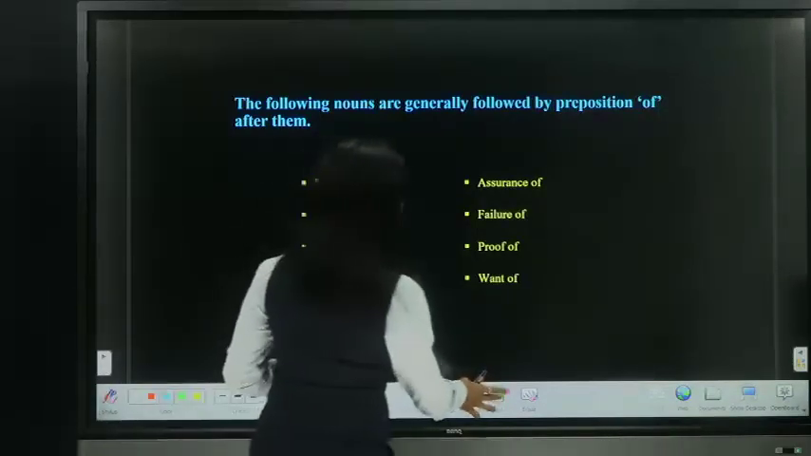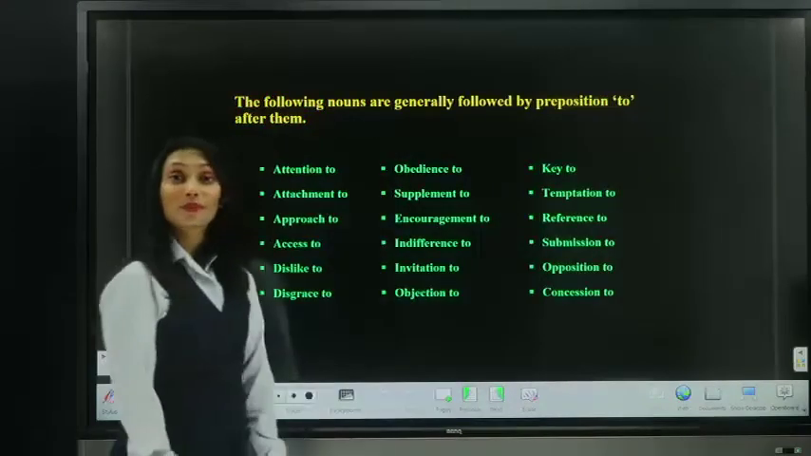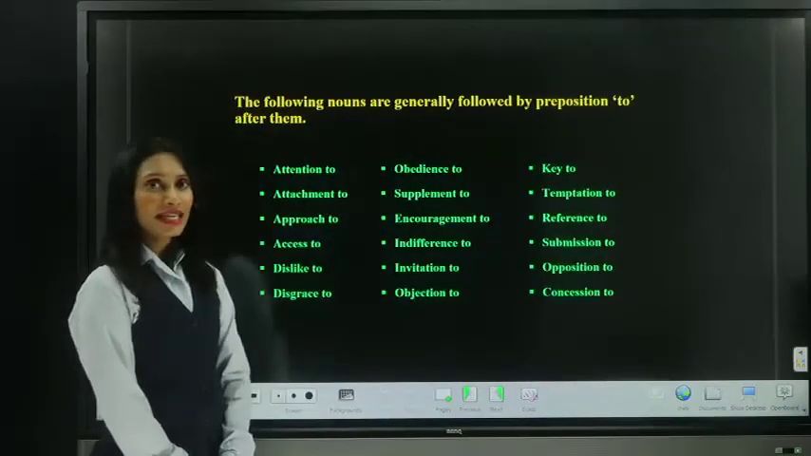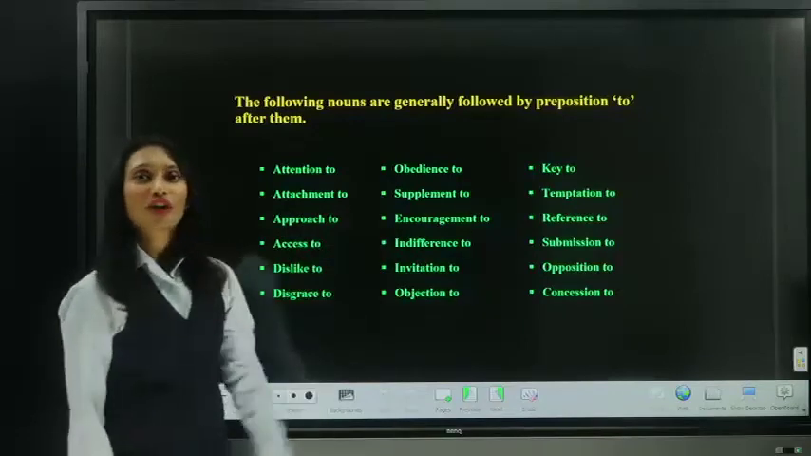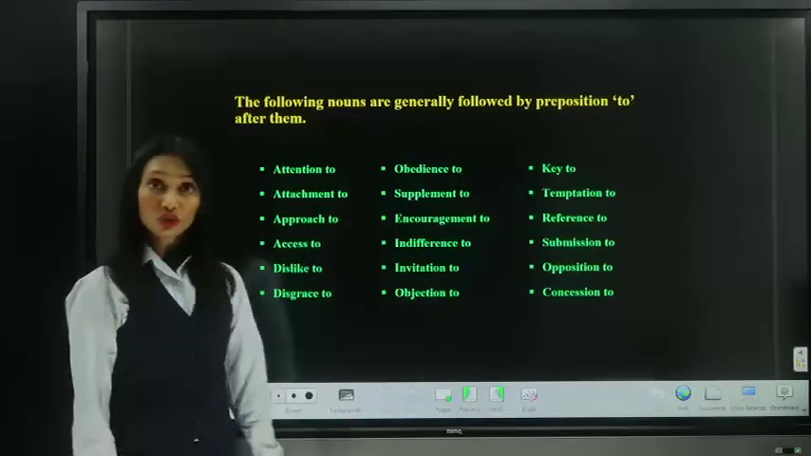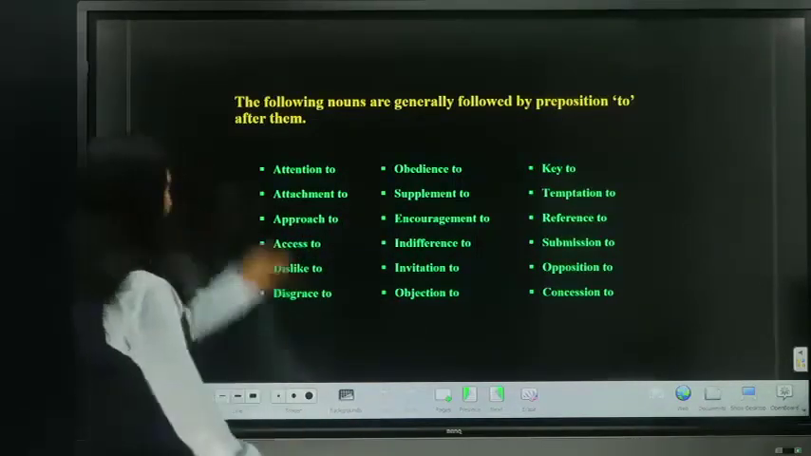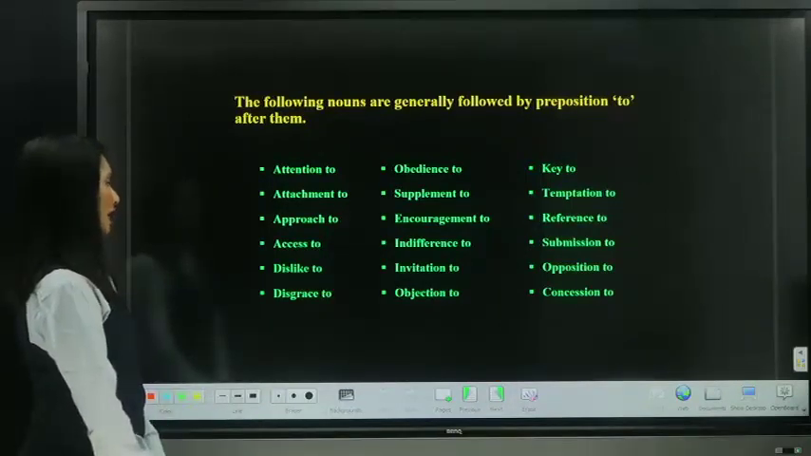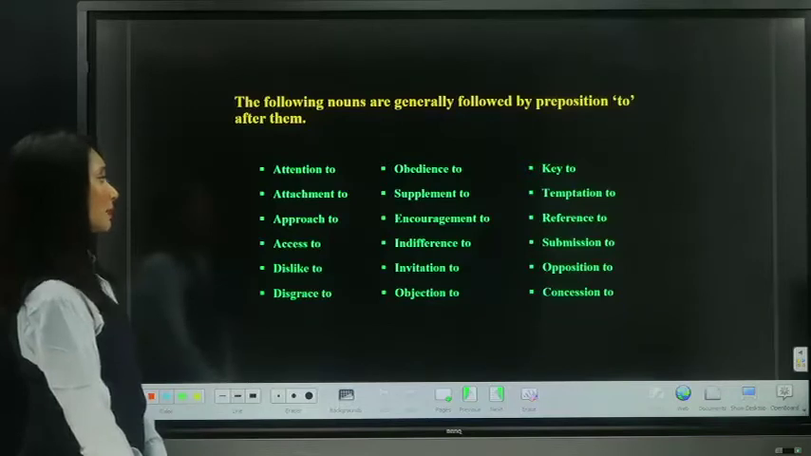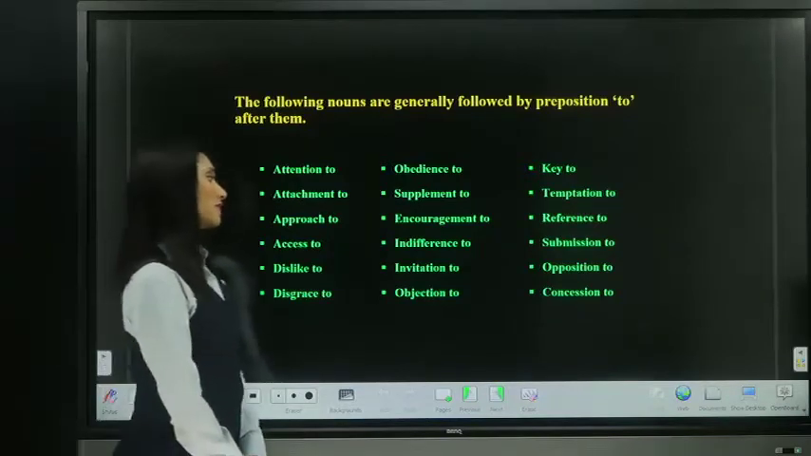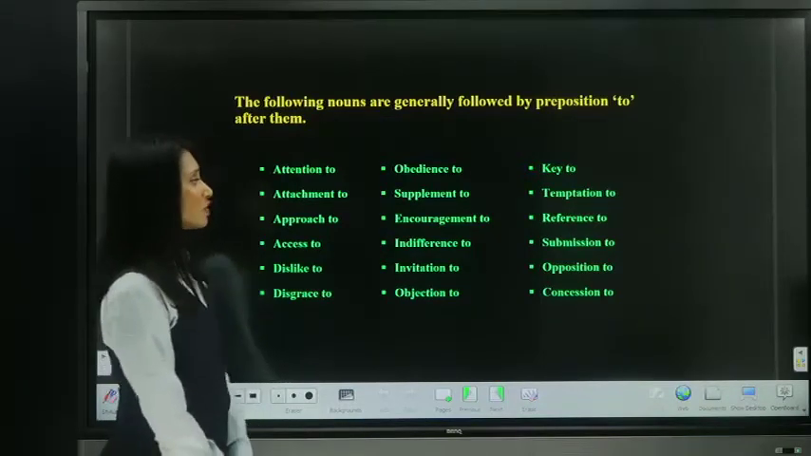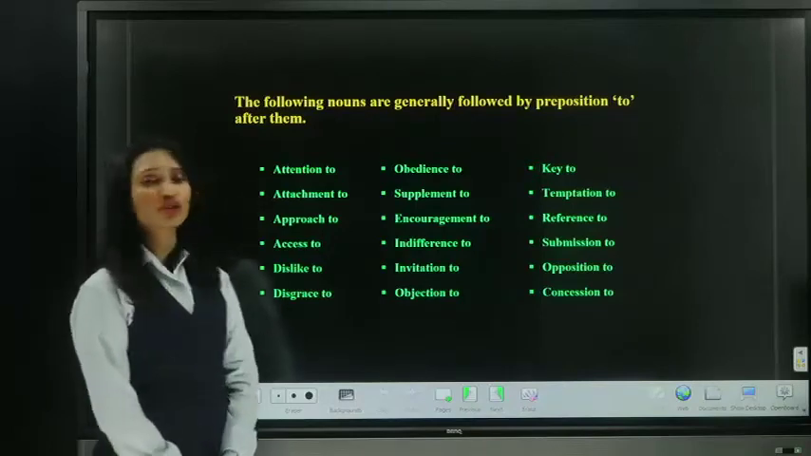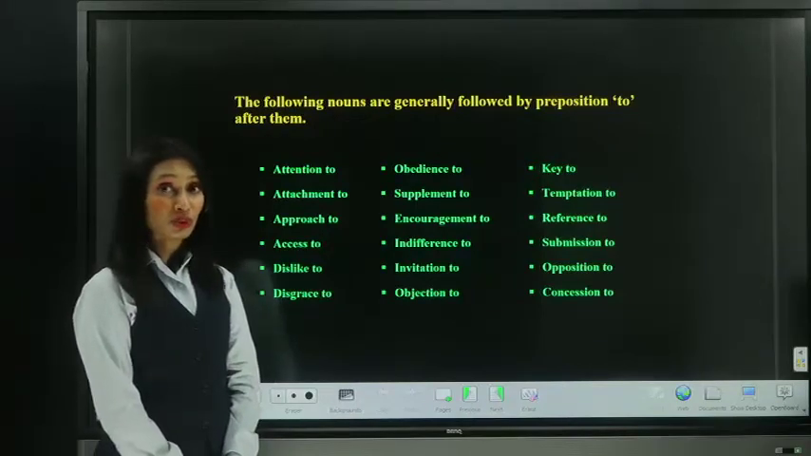Now let's move on to the fourth one, that is the preposition 'to'. This list of nouns is followed by the preposition 'to'. They are attention to, attachment to, approach to, access to, dislike to, disgrace to, obedience to, supplement to, encouragement to, indifference to, invitation to, objection to, key to, temptation to, reference to, submission to, opposition to, and concession to.